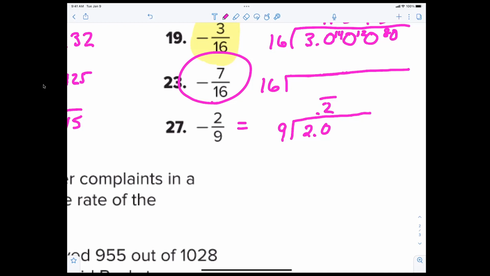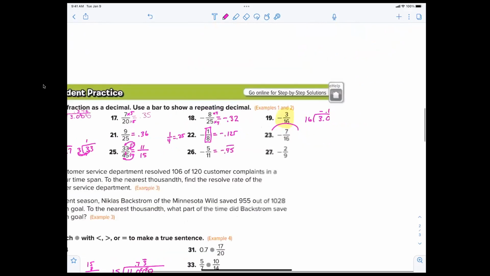All right, all we're doing is just dividing. That's it. So you can always just divide out the fractions. But I hated doing that. I always wanted to figure out a way to do it in my head. Oh yeah, there is a negative out in front. There's definitely a negative. Anybody have any questions with that lesson?